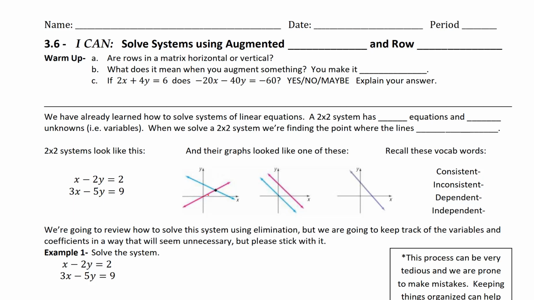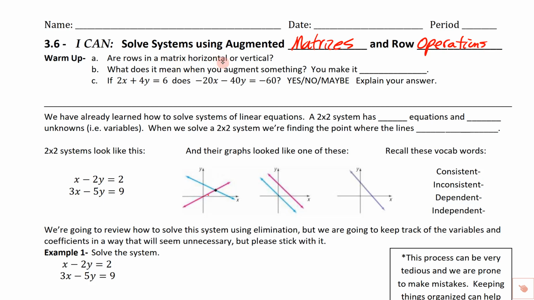We are going to finish up this unit with a really cool topic that's going to carry us through sections 3.6 and 3.7. The I can statement here is I can solve systems using augmented matrices. So we'll write matrices here, augmented matrices, and row operations. Okay, so I can solve systems using augmented matrices and row operations. That's going to be our focus for this section and the next one.